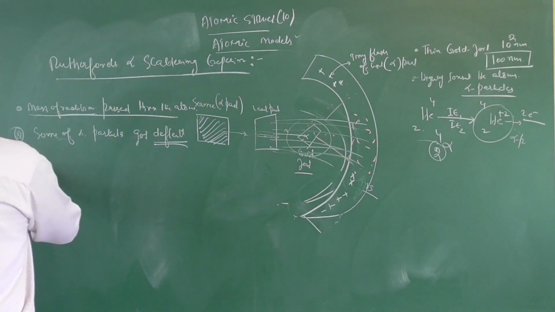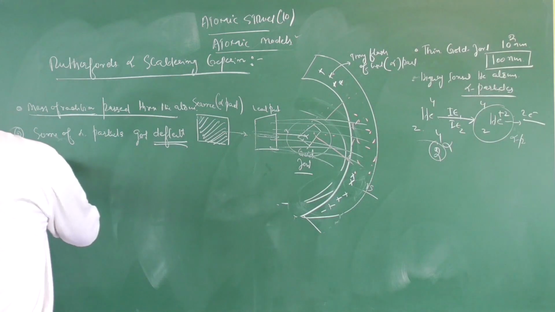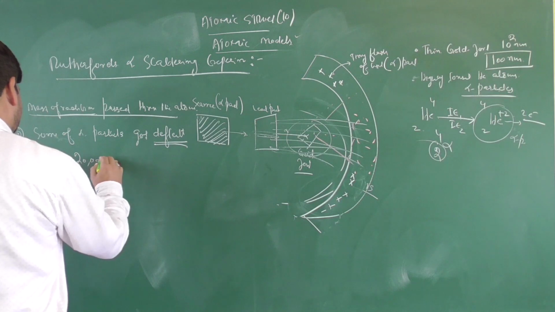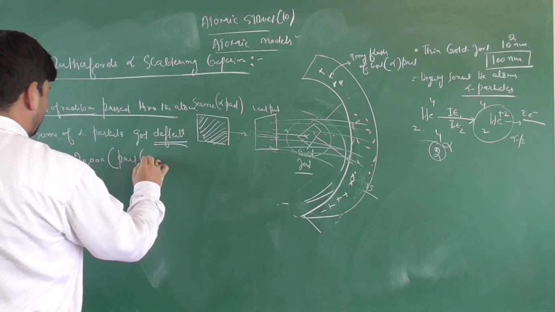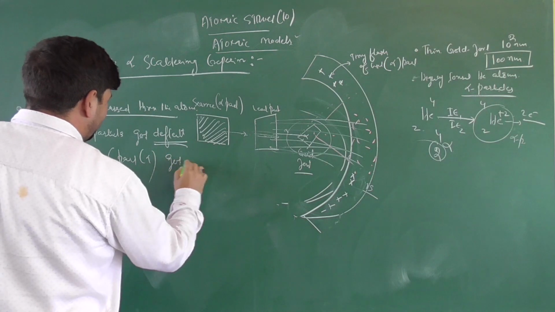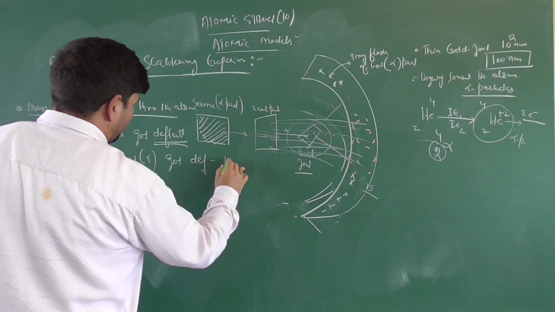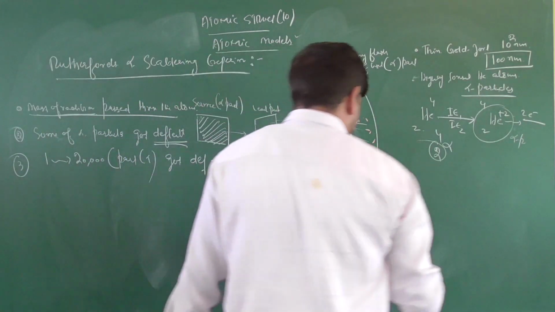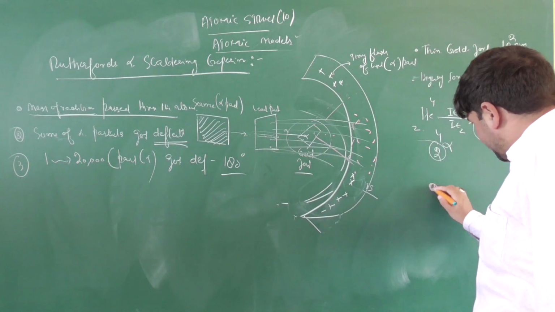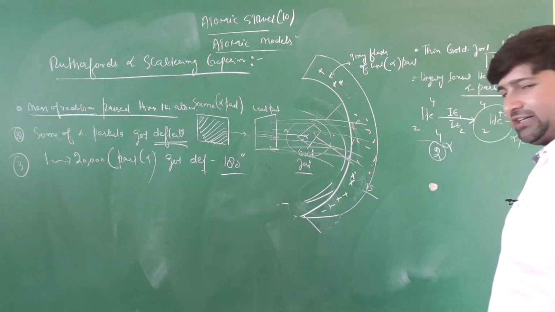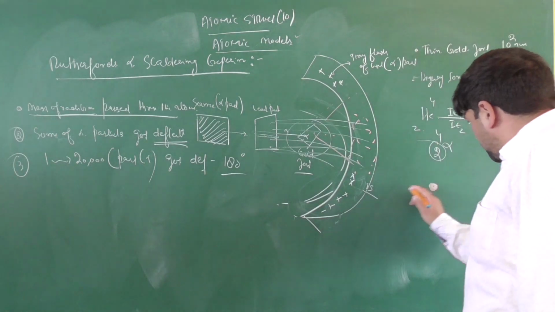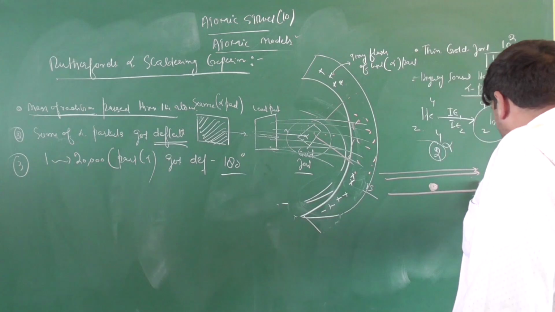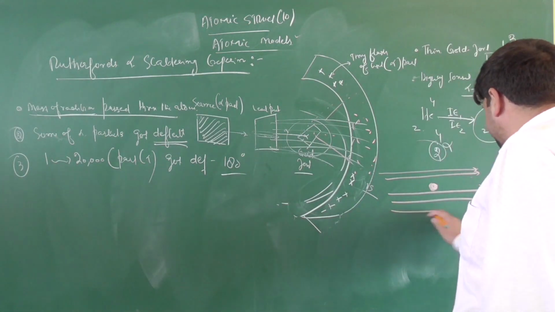And the third observation was very important, which was that 1 in 20,000 alpha particles got deflected at an angle of 180 degrees. See, what exactly will it mean? So if we have some highly charged and high mass containing region, once you are passing radiations, most of the radiations are passing through the atom.